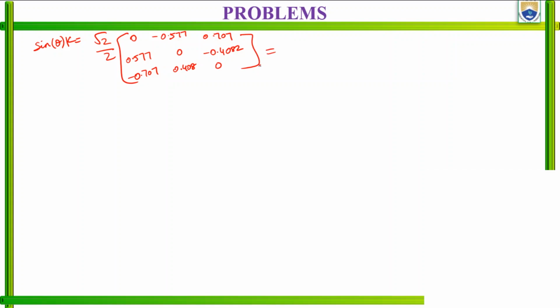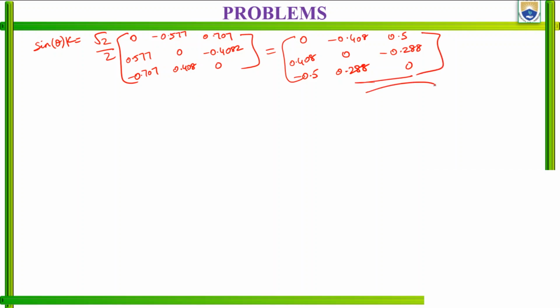Now, when we are calculating this, what are we getting? Root 2 by 2 into 0 is 0. Root 2 by 2 into minus 0.577 is nothing but 0.408 and so on. This will be 0, minus 0.408, 0.5, 0.408, 0, minus 0.288, minus 0.5, 0.288 and 0. Right, this is the matrix which we have got for sine theta of k.